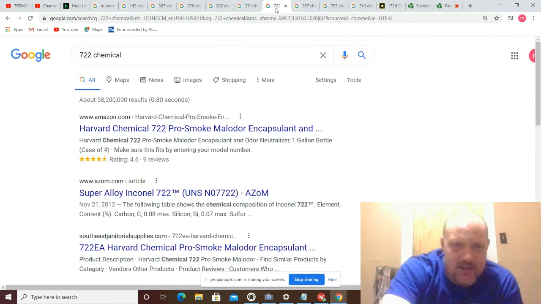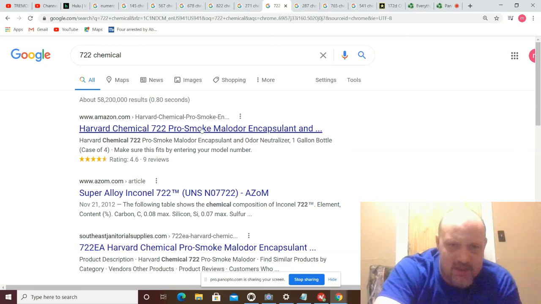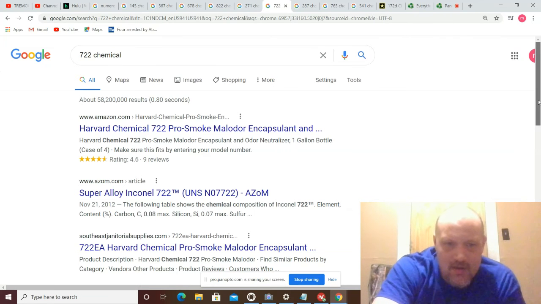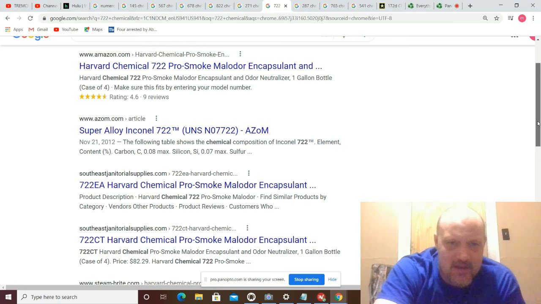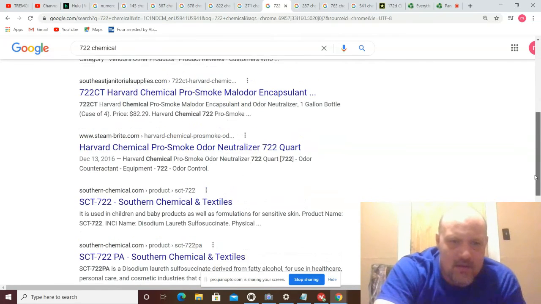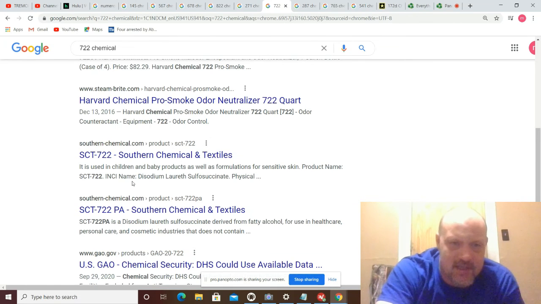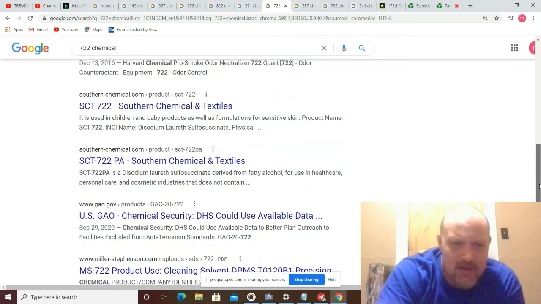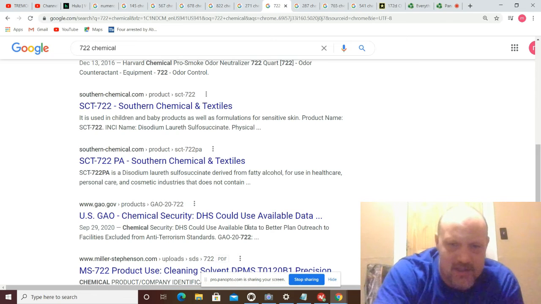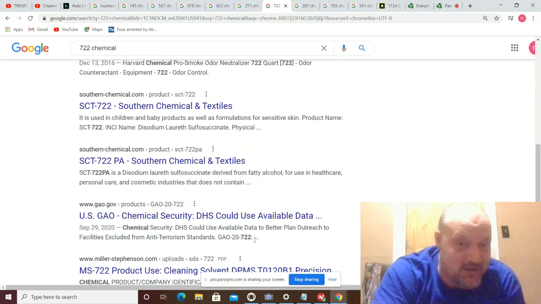Now we're going to come back. 722 coming back. Ends up being Harvard Chemical 722, Pro Smoke Malodor and Odor Neutralizer. You also have Super Alloy Inconel 722. There's that Harvard Chemical again. SCT 722, Southern Chemical and Textiles. Used in children and baby products, as well as formulations for sensitive skin. You got that a couple times. USGAO Chemical Security. DHS could use available data to better plan outreach to facilities excluded from anti-terrorism standards. For Pete's sake, and there's your 722 right there.